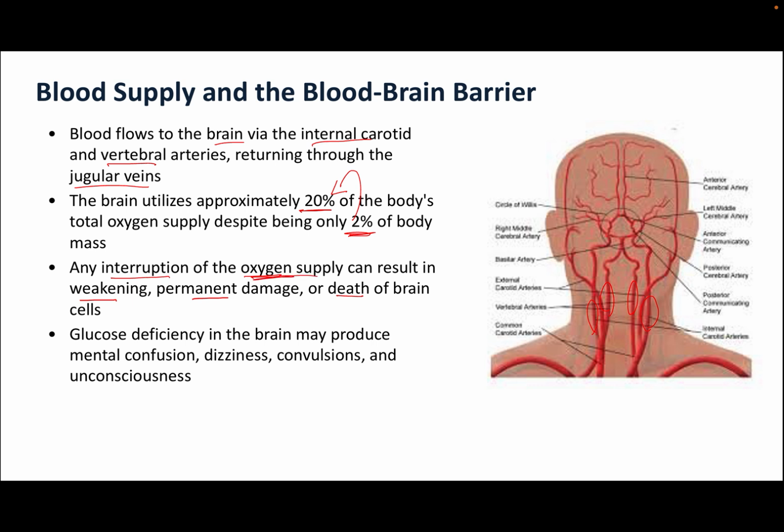Additionally, glucose is going to be your brain's favorite energy source. So glucose deficiency can result in mental confusion, dizziness, as well as convulsions or unconsciousness. So if you ever need an excuse to eat that extra donut, not that you need an excuse to eat donuts, but if you're ever wondering, your brain needs it. It likes glucose. This is its favorite energy source, and so it is very important.